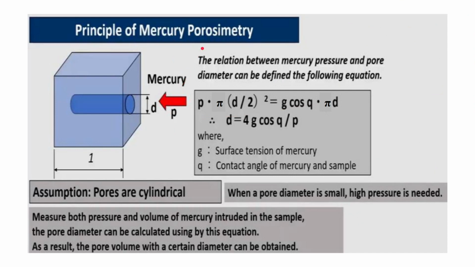For that, we use an experiment or test called MIP. The full form of that is mercury intrusion porosimetry. In this case we intrude mercury into the pores in the experiment, and try to find out the volume as well as the size based on the intrusion, the amount of mercury that has gone into the pores.